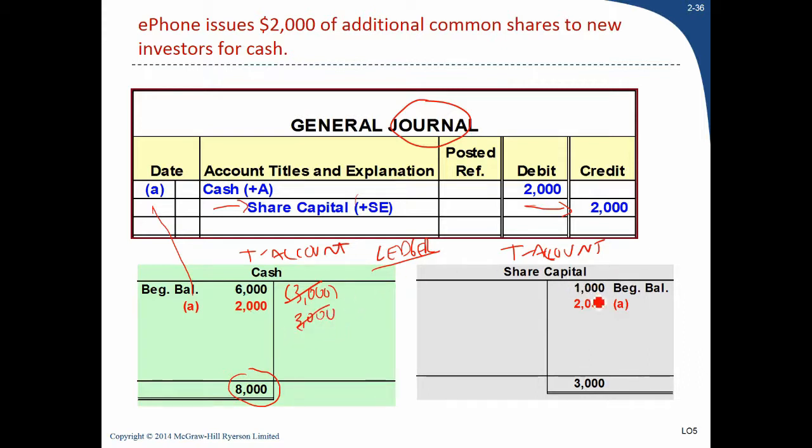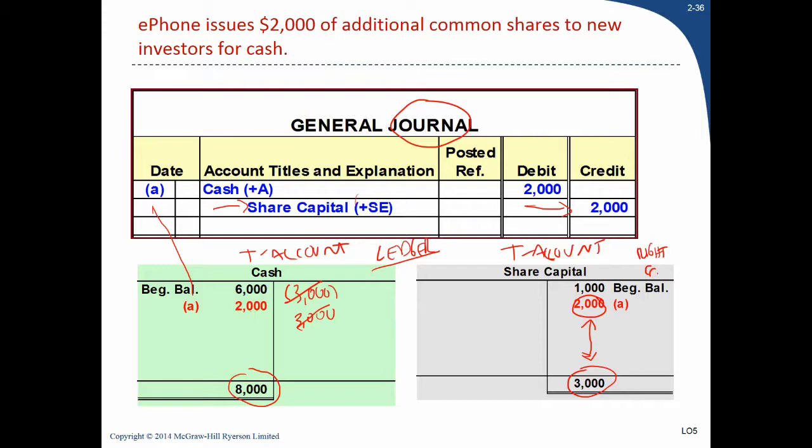Share capital starts with a $1,000 beginning balance. Notice how this is on the credit side, on the right-hand side. We post this $2,000 credit, and we have a running total of 3,000. Now, the great thing about this is, imagine this was extended. You can have as many transactions as you want moving through here. And now you can keep a running total, right? This is how the accounting system works. This is how we capture the information.